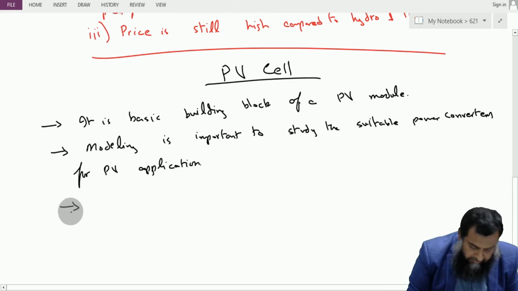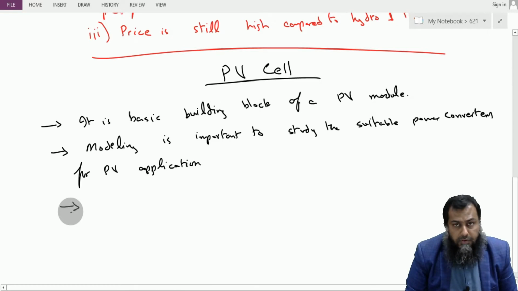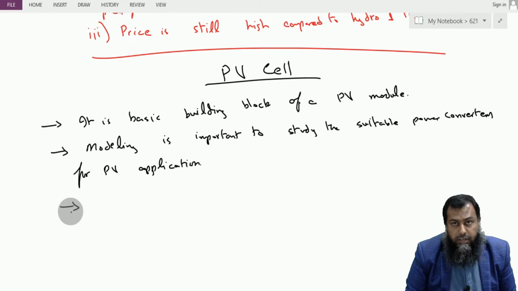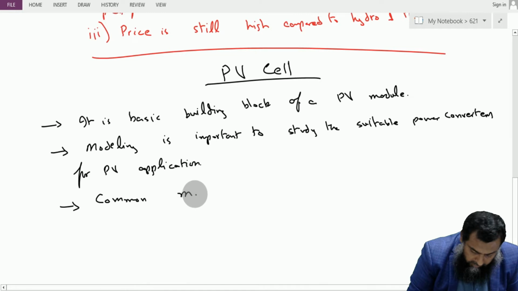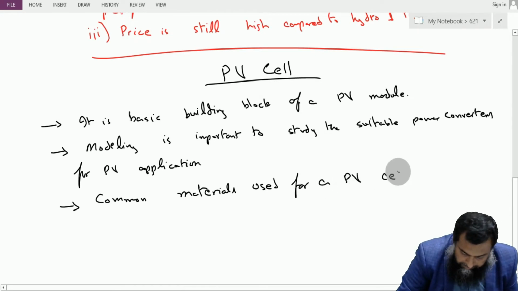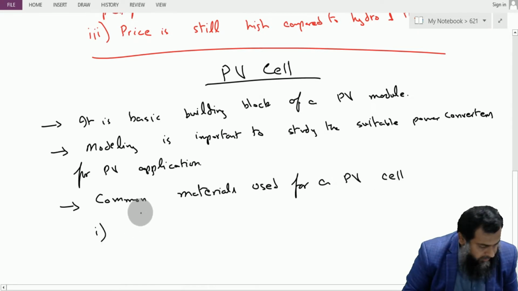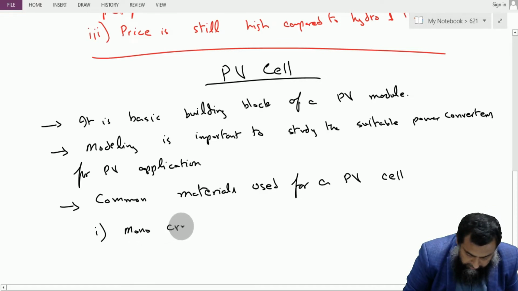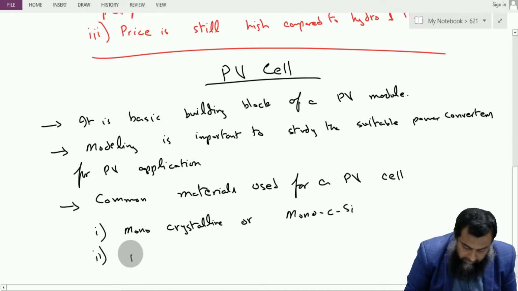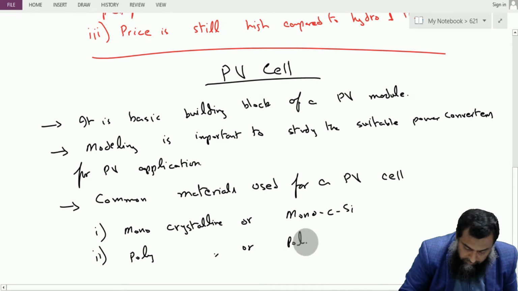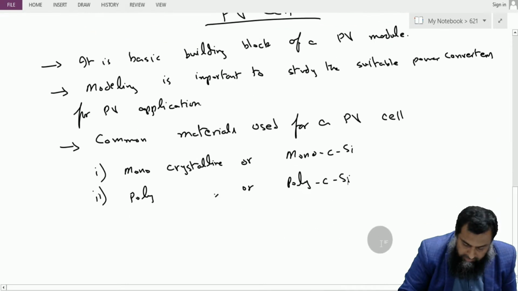So the PV cell is based on the manufacturing of various kinds of materials which are not limited to only silicon and germanium, and therefore different types of photovoltaic cells have different efficiencies. The common materials used for a PV cell are, number one, the monocrystalline, or we call it mono C crystalline cell. Then we have polycrystalline, or we call it poly C silicon.